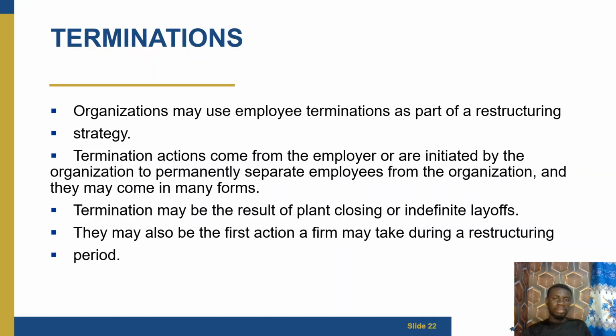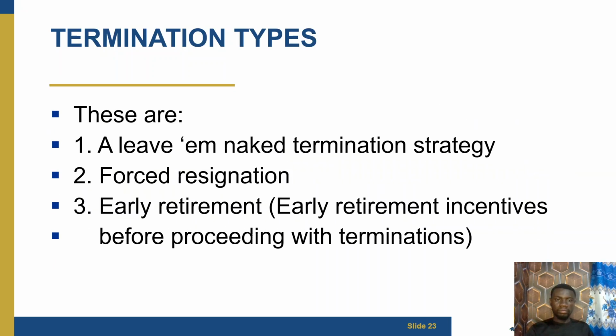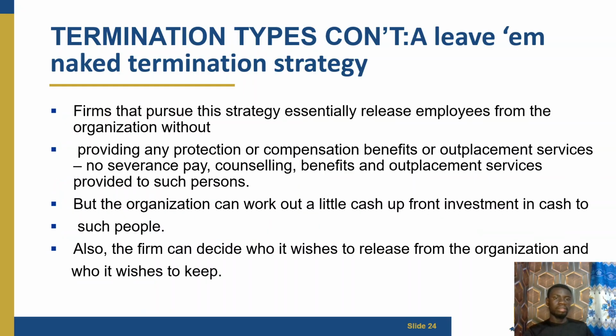So organizations may use, that is, we are now looking at termination. Organizations may use employee termination as part of restructuring strategies. That is, you closing down a plant or you sacking some employees totally. So these are some of the termination types. We have the leave-them-naked termination strategy, the forced resignation, early retirement. Yes, that's it.